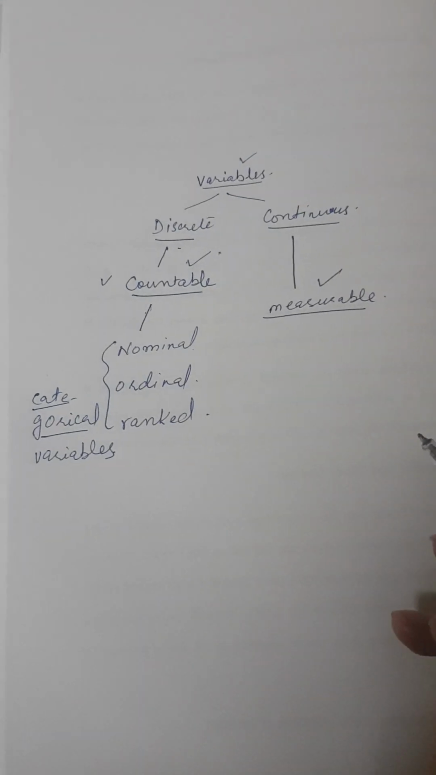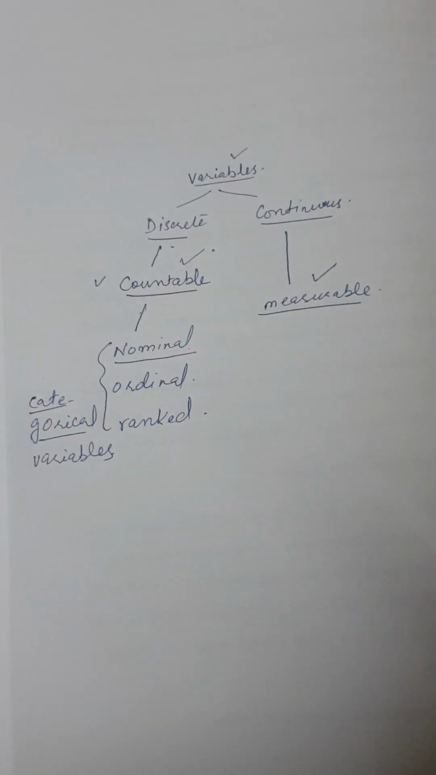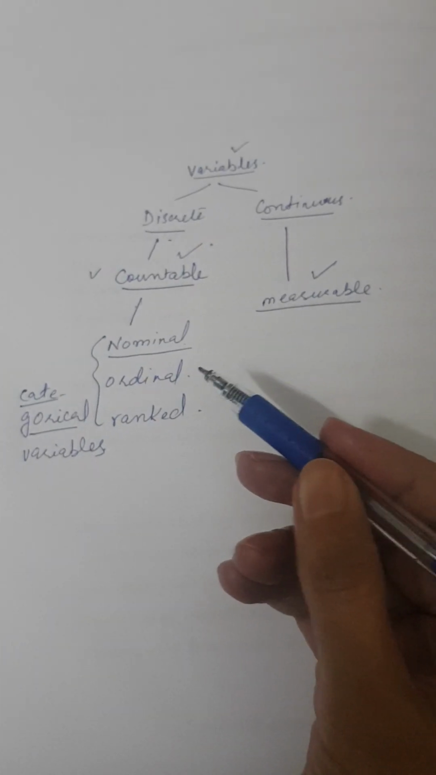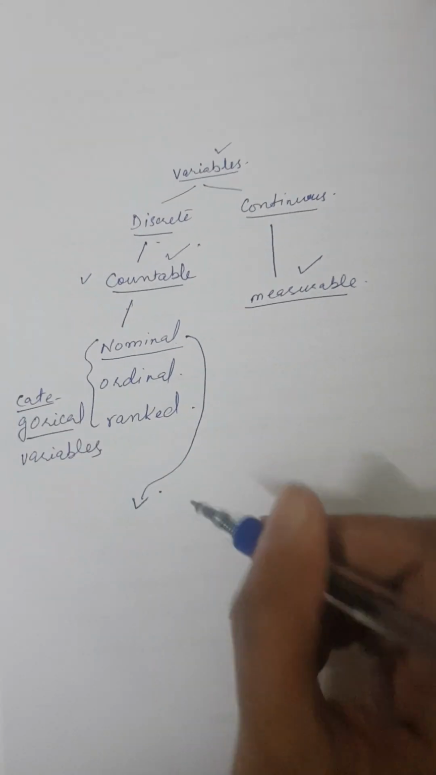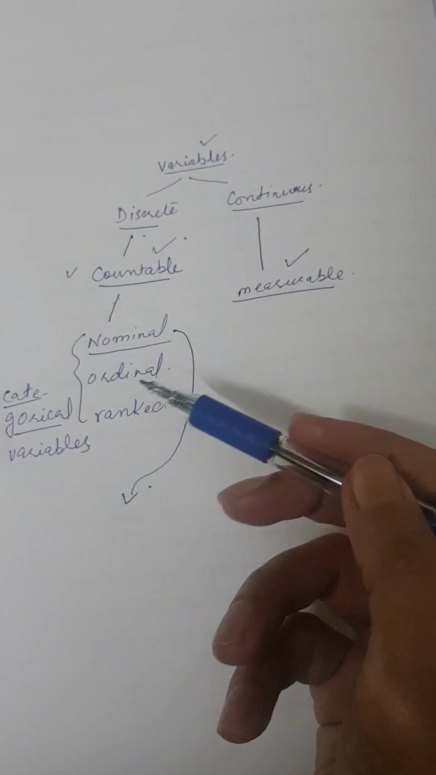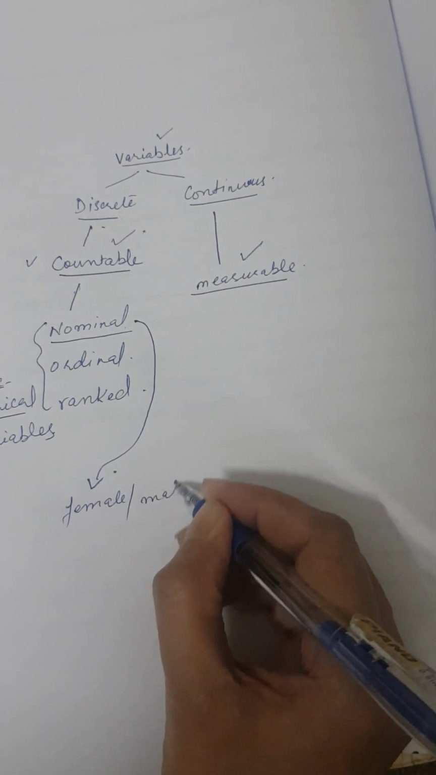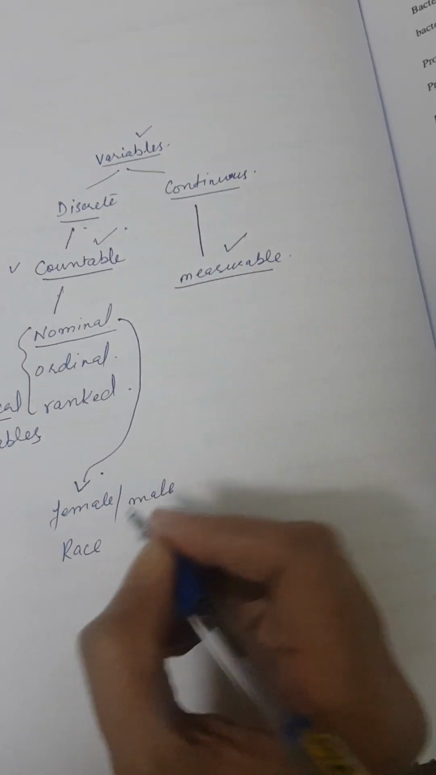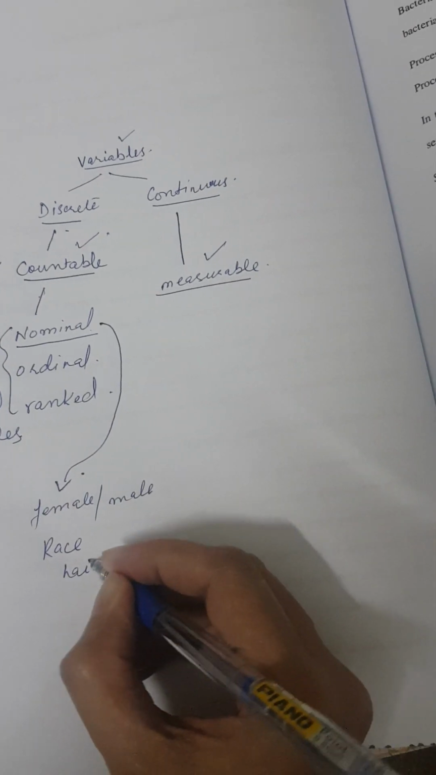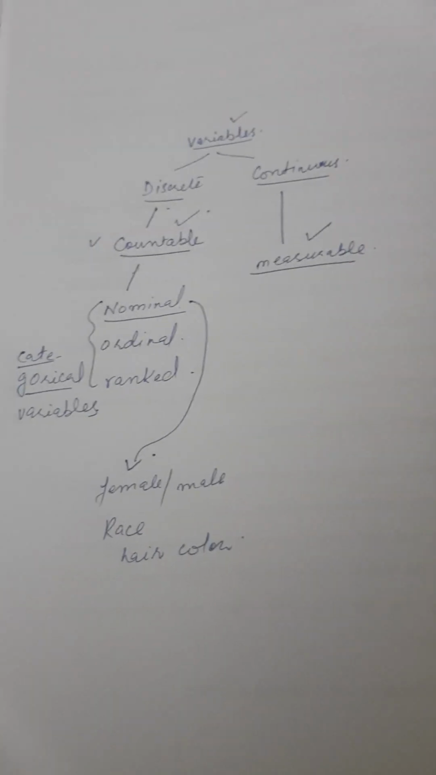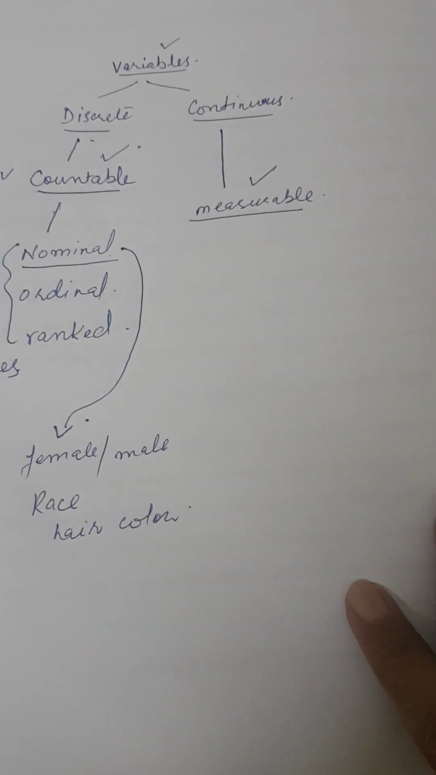What are their examples? When we say nominal, the word nominal shows that there should be some names. You can remember them by saying that examples of nominal variables are females, males, if we are talking about race, gender, or hair color. You can also think about a lot of other examples; the more examples you do at this stage, the better you will be able to identify them.